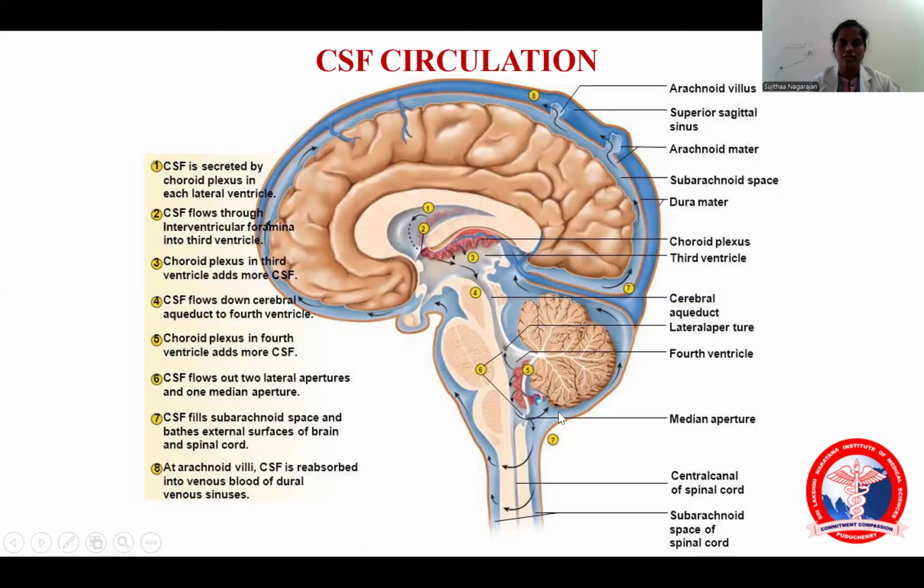Now the CSF fills the subarachnoid space and bathes the external surfaces of the brain and spinal cord. At the arachnoid villi, CSF is reabsorbed into the venous blood of the dural venous sinuses. So this is the CSF circulation within the ventricles, and finally the CSF is absorbed into the venous blood of the dural venous sinuses. In this picture it is reabsorbed into the superior sagittal sinus.